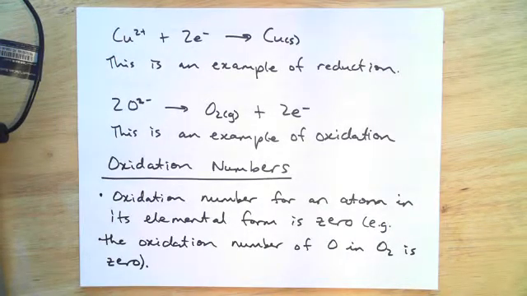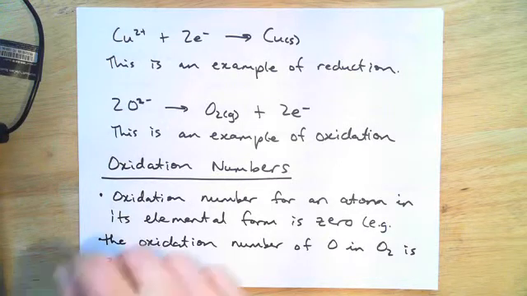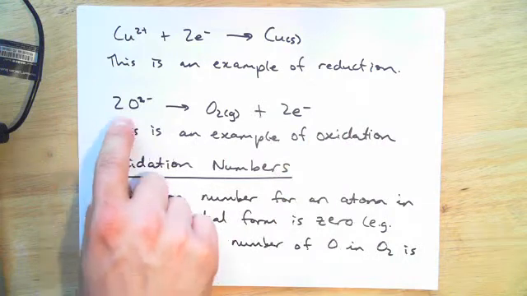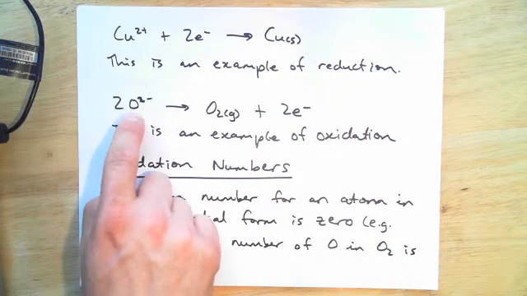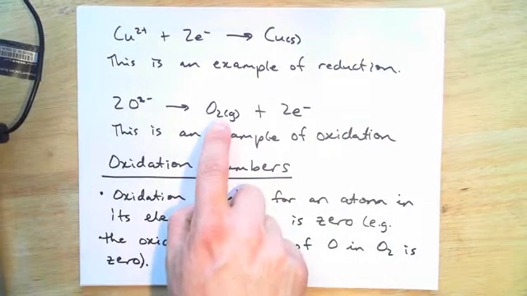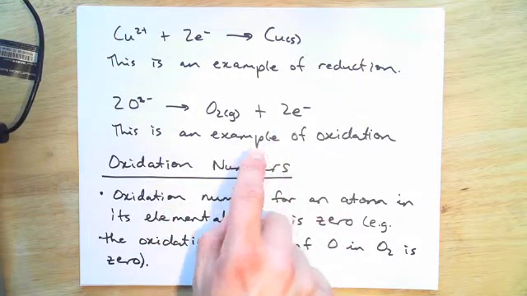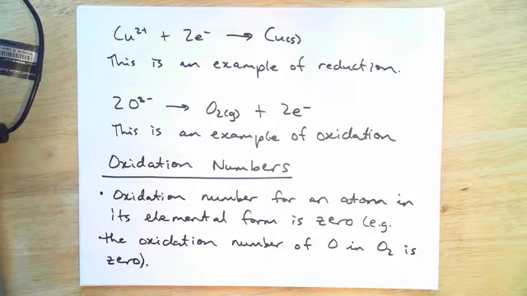So let's have a look at how this might come about. So for example, if we had Cu2+ and it gains 2 electrons, it makes copper solid. This is an example of reduction. Also, if we had, say, 2 oxide ions and we form oxygen gas and release 2 electrons, that's an example of oxidation. So this brings us to oxidation numbers.